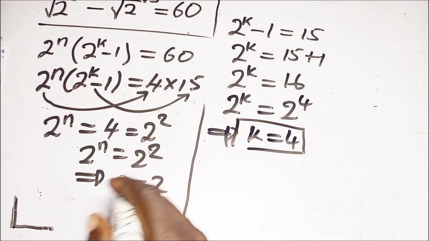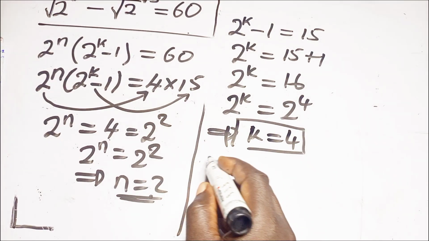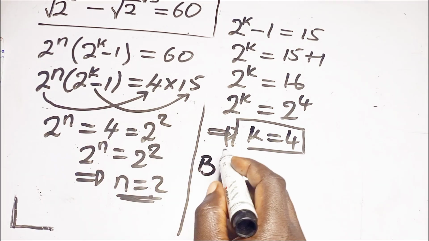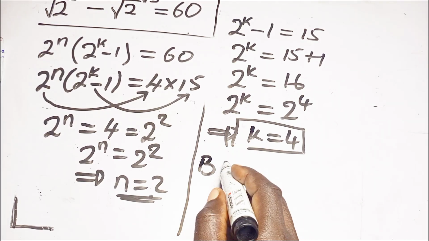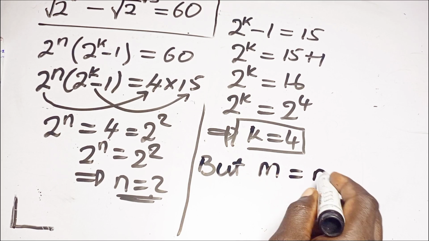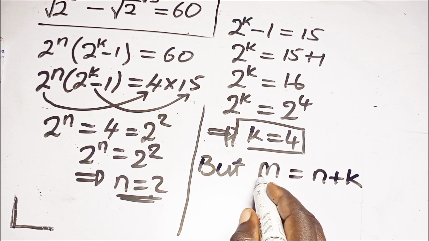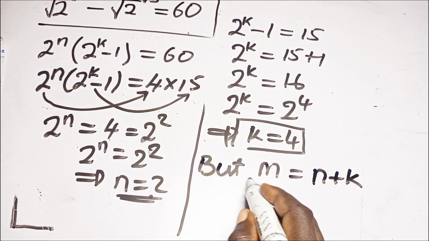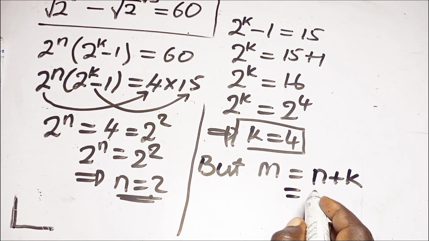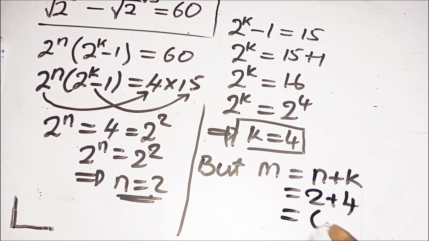Okay, so we found the value of n and k, but we don't forget where k came from. k came from the relation that m is equal to n plus k. So we want to get the value of m. This therefore means that we're going to have 2 plus 4. So the value of m is going to be 6. The value of m is 6.